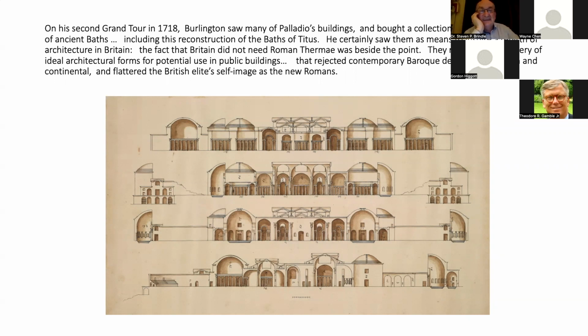And they represent a gallery of ideal architectural forms for potential use in public buildings, but also in domestic buildings that rejected contemporary Baroque design, both British or French or Italian, and which flattered the British elite's rising self-image as the new Roman.